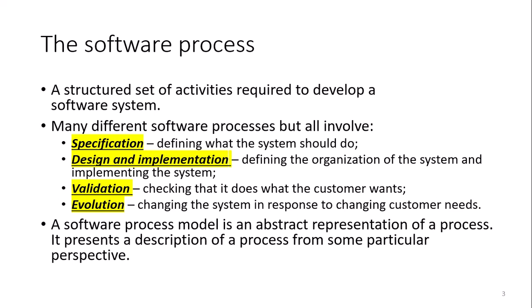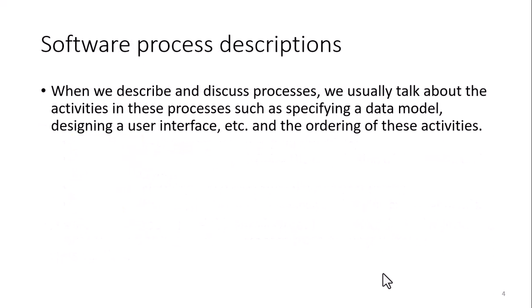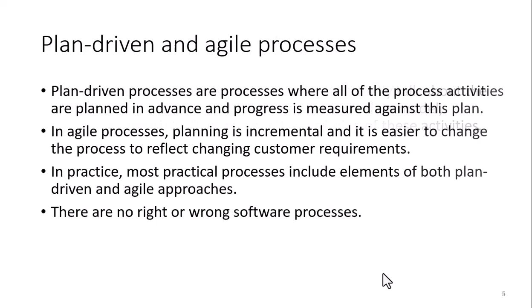A software process model is an abstract representation of the process. So we need a proper process model. It represents a description of the process from some particular perspective. Software process description: when we describe and discuss software processes, we usually talk about the activities in these processes, such as specifying a data model, designing a user interface, and ordering these activities.